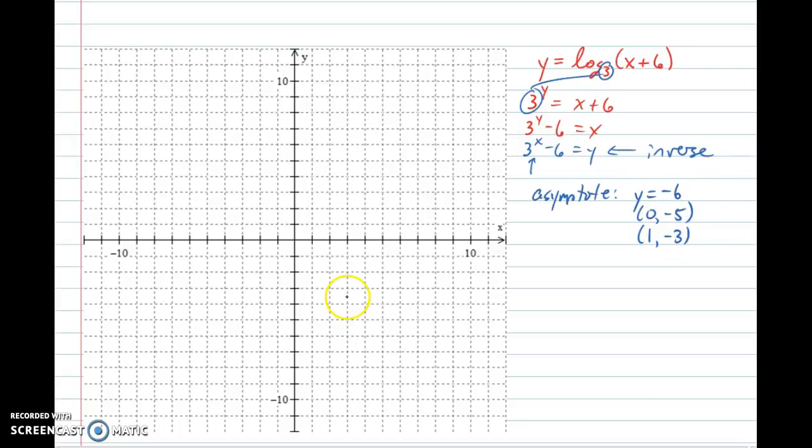And so I can graph that one pretty nicely. Let's see, y equals negative 6, 1, 2, 3, 4, 5, 6 down. So that's my asymptote. 1, 2, 3, 4, 5. There's 0, negative 5. 1, negative 3 is there. And I can make a few other points. 2, 3 squared is 9, minus 6 is 3, so 2, 3. It's way up there already. Remember, the bigger that base gets, the steeper this gets really quickly. And so the graph looks something like that.